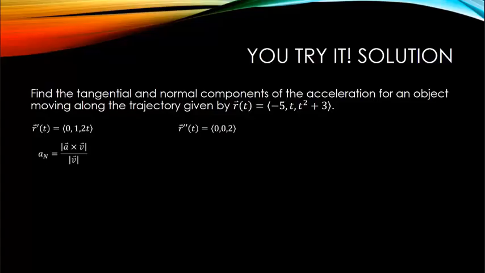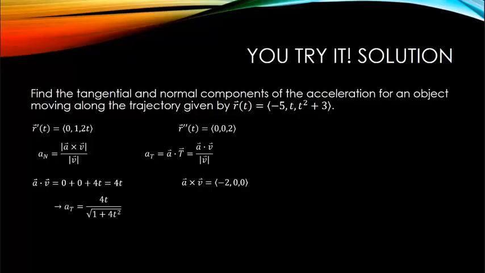The normal component of the acceleration is given by the magnitude of the cross product of the acceleration and the velocity divided by the speed, and the tangential component of the acceleration is given by the dot product of the acceleration and the unit tangent vector, which can also be written as the dot product of the acceleration and the velocity divided by the speed. A dot v is equal to 0 plus 0 plus 4t. A cross v has the components negative 2, 0, 0.